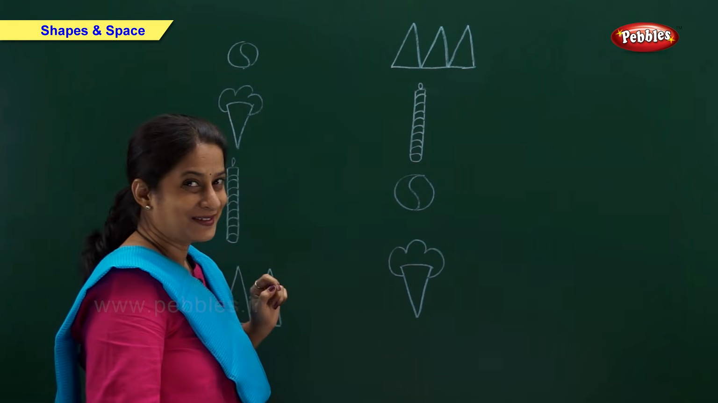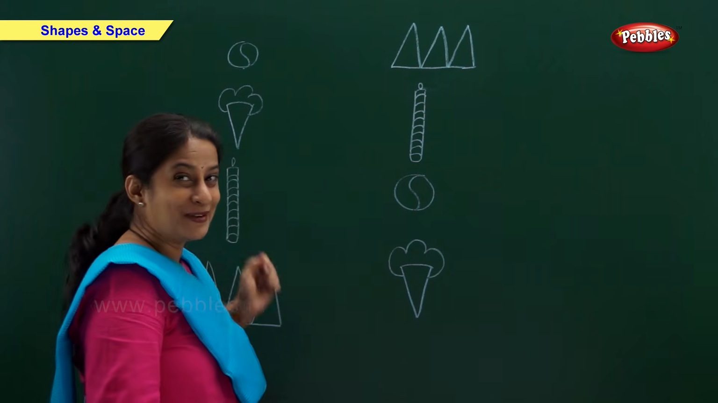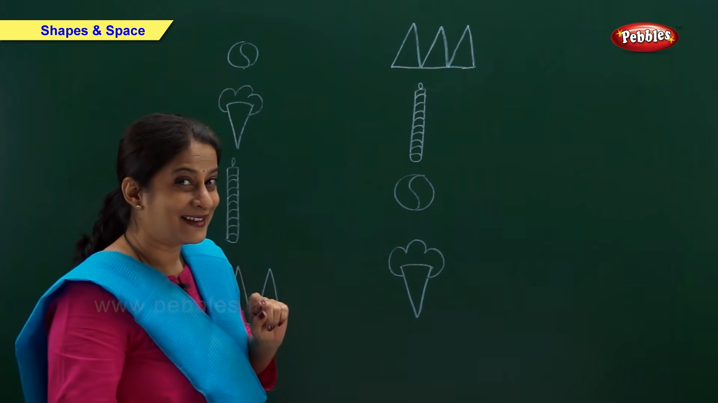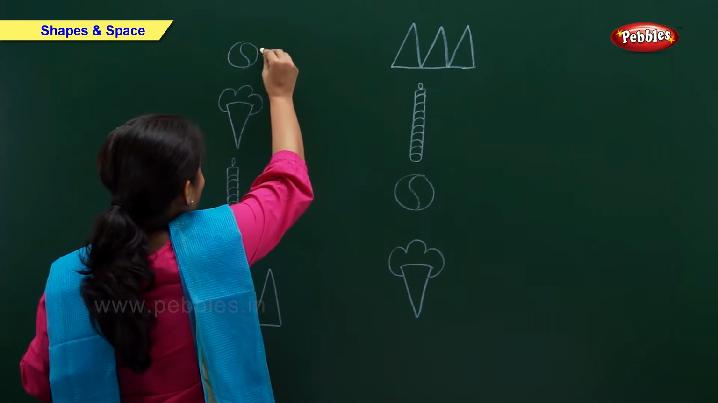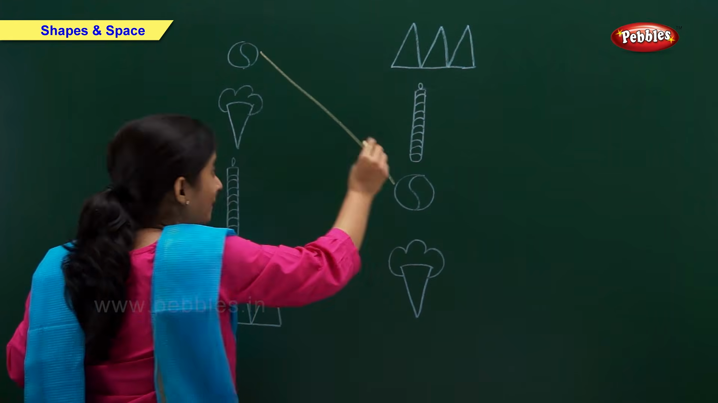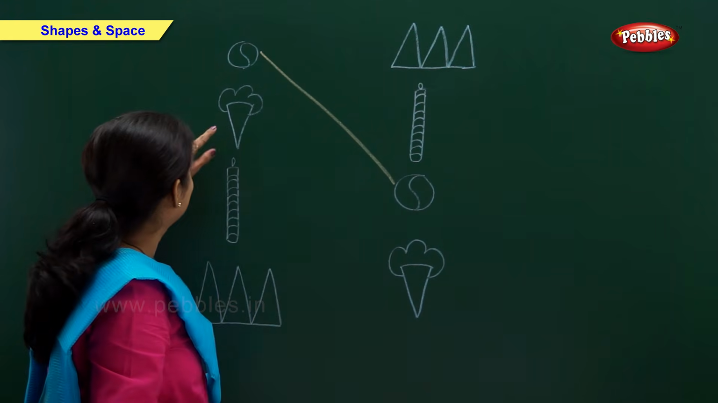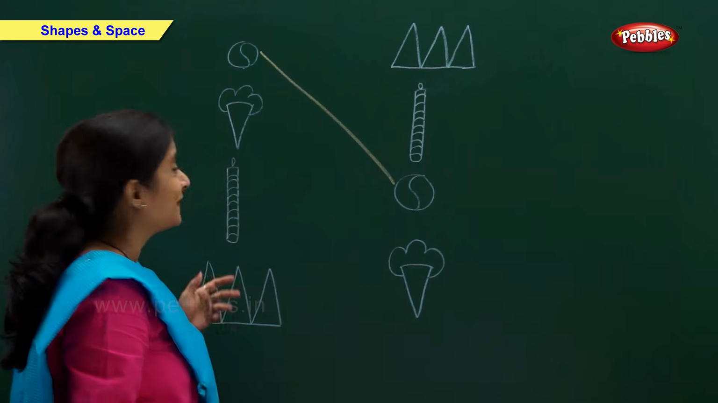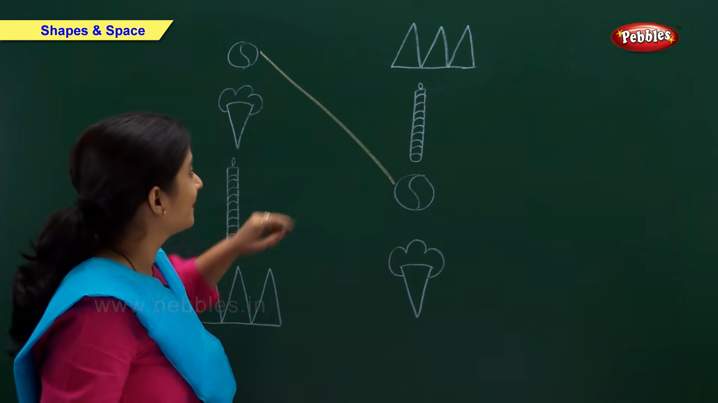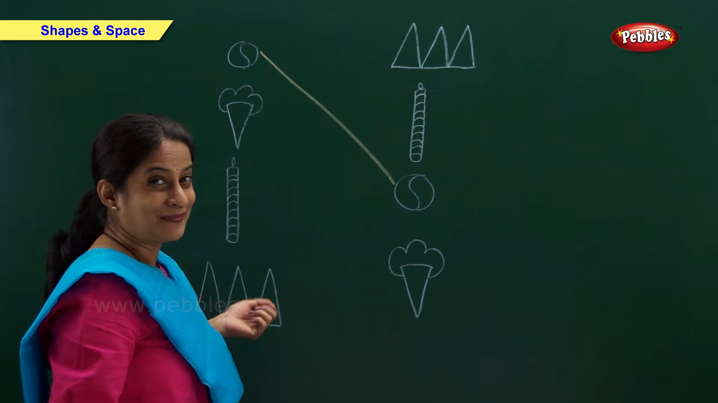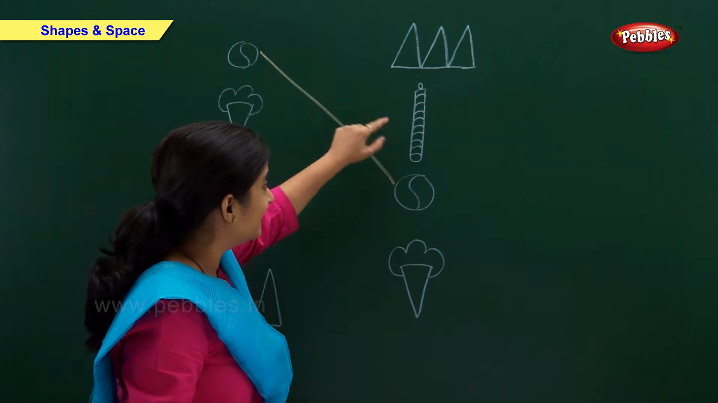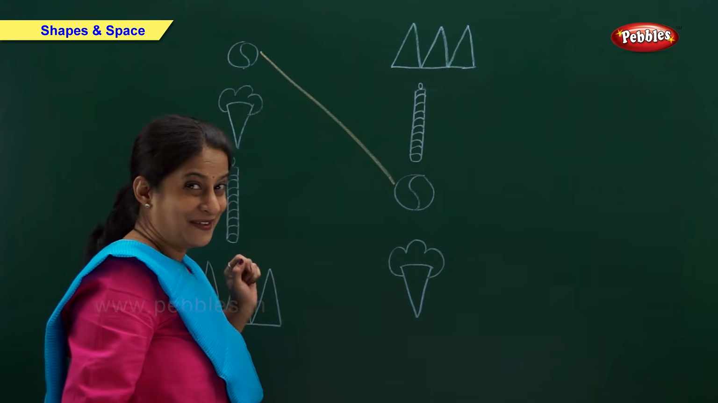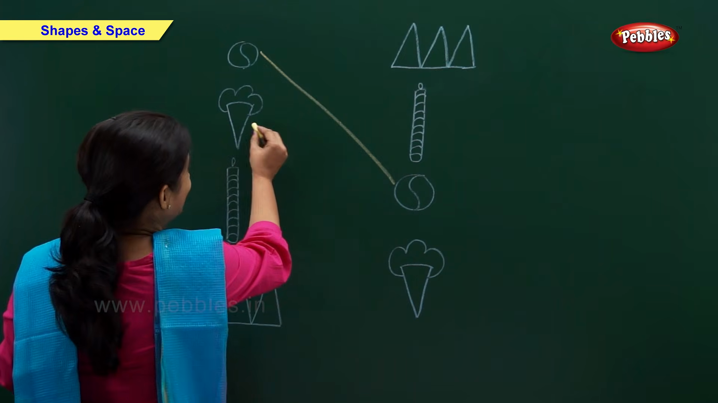Is this a ball? No. Is this a ball? No. And is this a ball? Right. So let's match. Ball. What is this? Right, an ice cream. So let's find ice cream. Is this an ice cream? No. Is this an ice cream? No. And here we found our ice cream. So let's match.